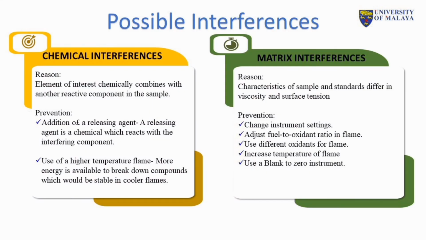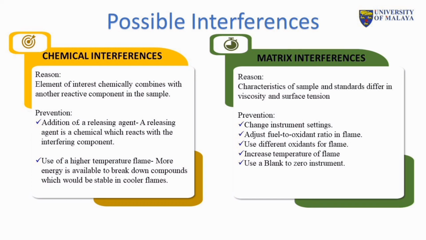Firstly, let me explain about the chemical interference. Chemical interference will usually happen when the element of our interest chemically combines with another reactive component inside the sample. So this combination will actually alter the number of free atoms available to absorb the light, meaning the analyte is not totally decomposed inside the flame. So in other words, we can also say that it actually affects the atomization process of our analysis. Therefore, this scenario can actually reduce the absorbance of the analyte, which might give rise to inaccurate readings.